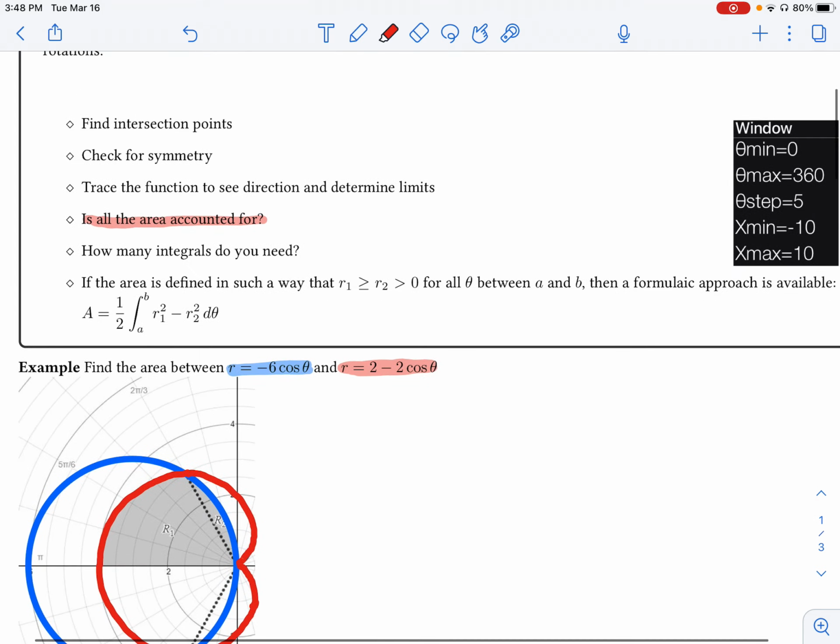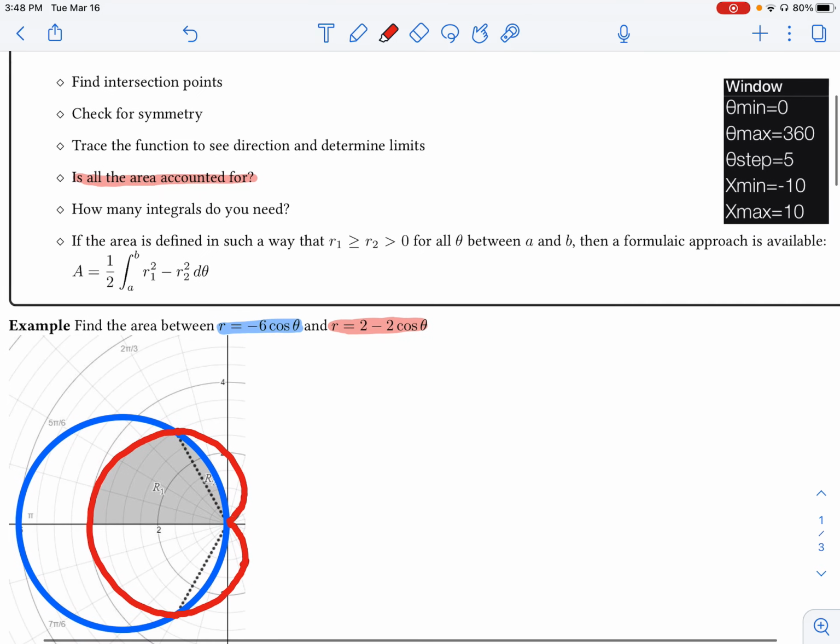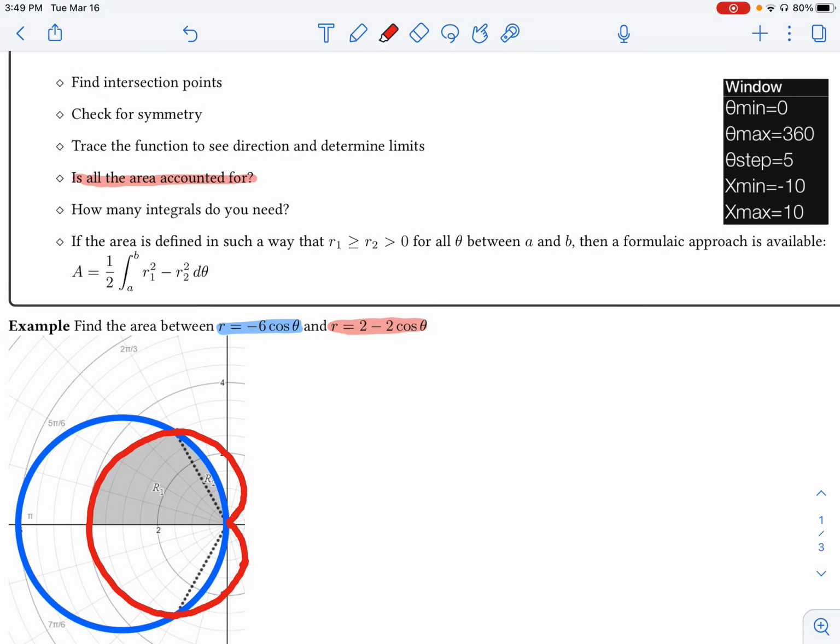So like I said, let's jump right into a problem. We're going to find the area between r = -6 cos θ and r = 2 - 2 cos θ. I encourage you to pause the video real quick and punch that into your graphing calculator. I also went ahead and gave an example of what your window would look like if this were in degrees. So just to consider, if this were in degrees, you'd want to make sure that you have it as such.